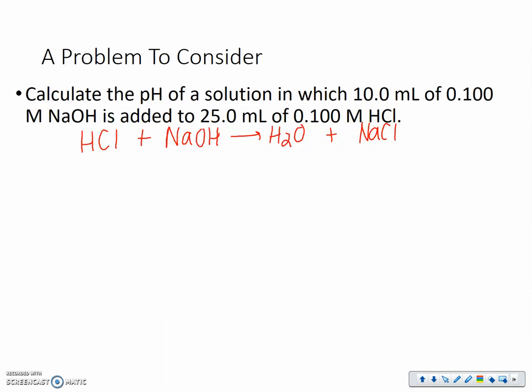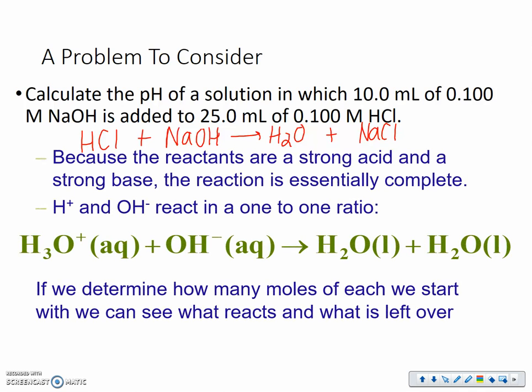So what we want to know is how much HCl is going to react with the NaOH. In order to do that, we have to figure out how many moles of each we have, right? Because essentially, this is the reaction that we're going to care about. The acid and our base are going to react to form our water, and that's the thing we care about.